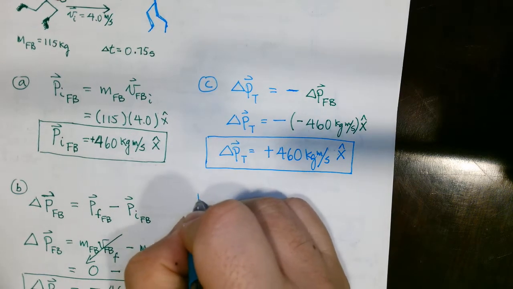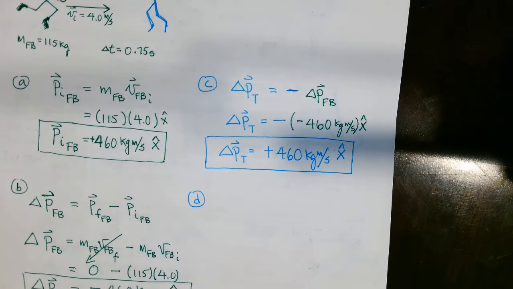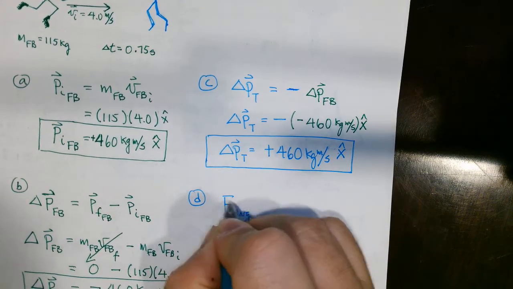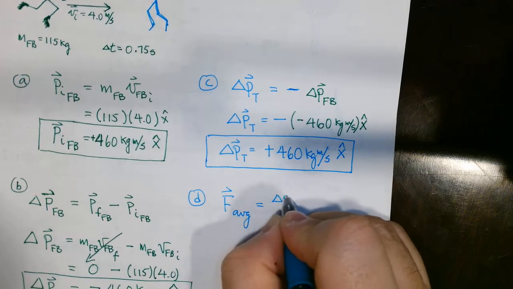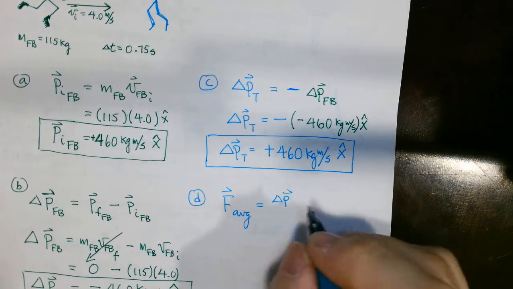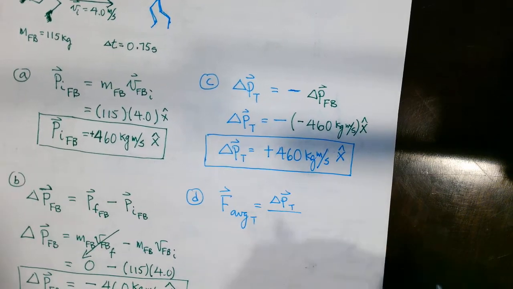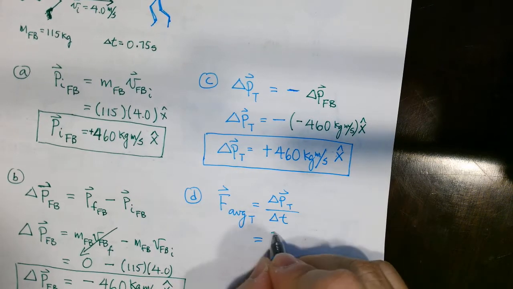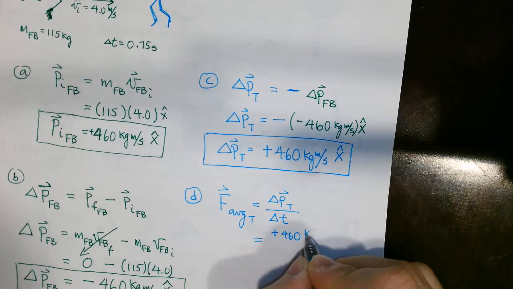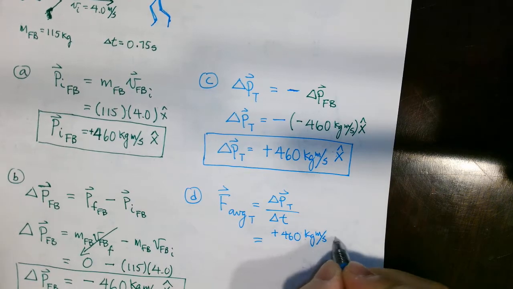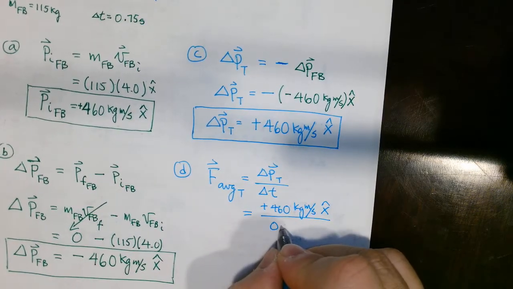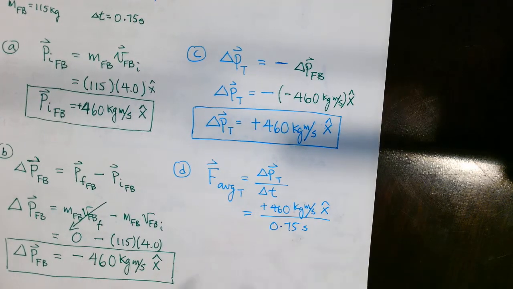All right, part D. What is the average force exerted on the tackler? Well, the average force is equal to the change in momentum of the tackler divided by the change in time. We already know how much that is: positive 460 kilograms meters per second x hat. Divide that by delta t, which happens to be 0.75 seconds.